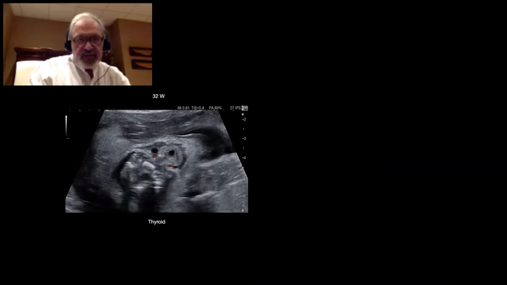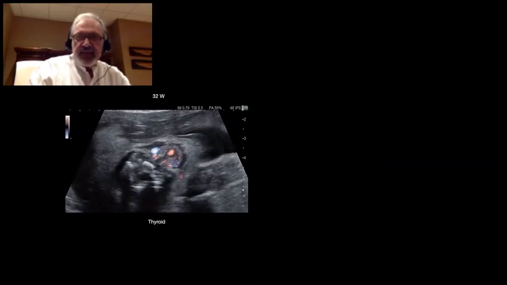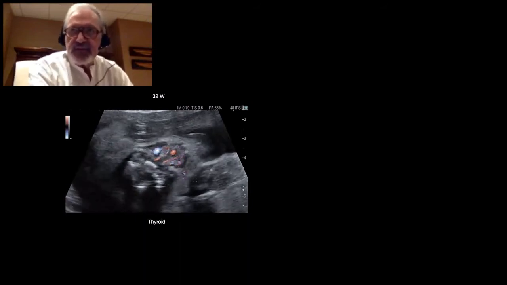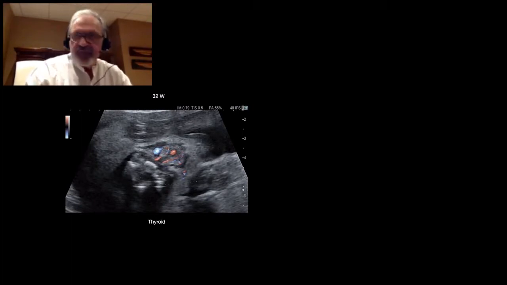This is a thyroid at 32 weeks, and you can see carotid and jugular vein. And the vascularity of the thyroid is not visible when the B-mode is normal, but with DFI, its afferent vessels are visible, like you can see here.